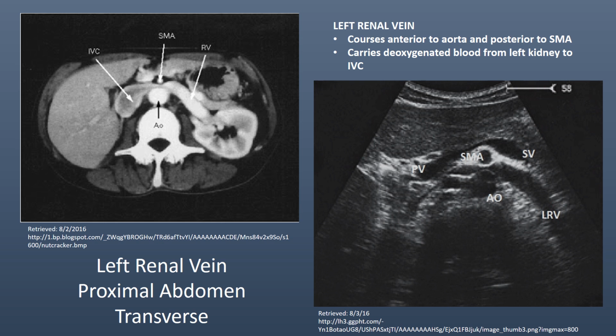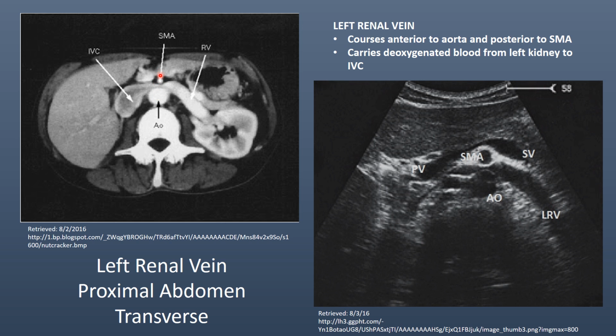So this is transverse view, or cross-sectional view. We're looking at the level of the left renal vein. And so we're going to start with a CT again. Now, remember on the prior slide I told you that the SMA, once it originates from the aorta, will then travel anterior to the aorta as it moves down the abdomen. Well, that means if the aorta is in transverse view or circular on the image, then the SMA is going to be circular on the image too.